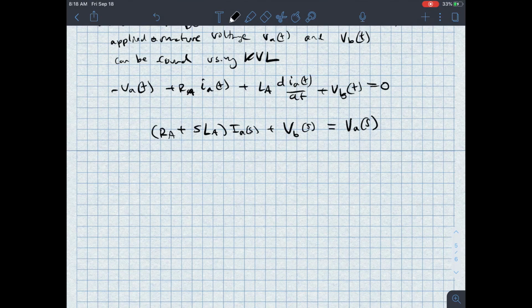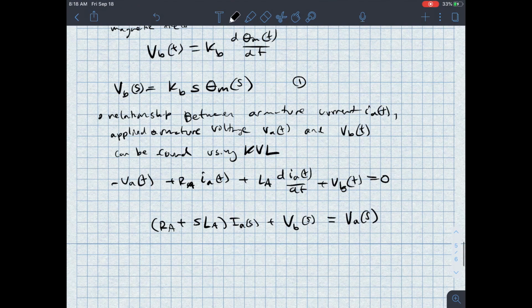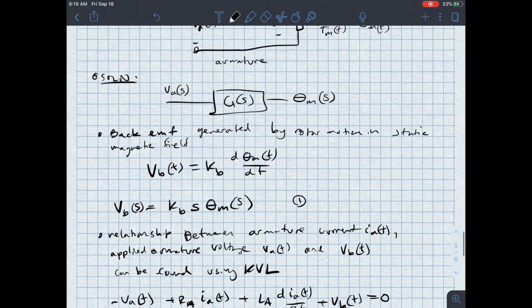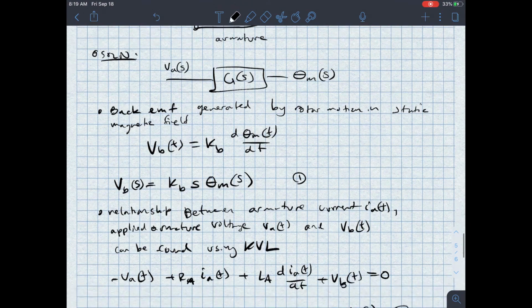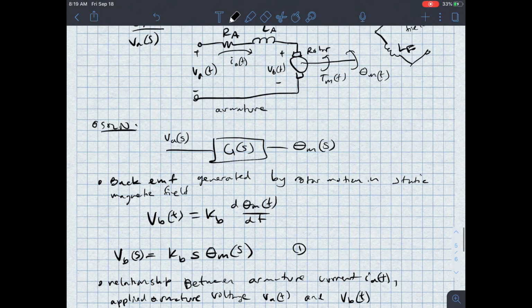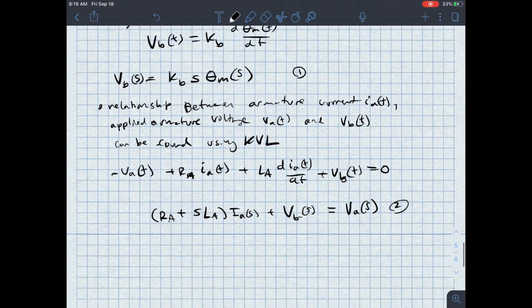What I have right now is an expression in terms of VA, VB, and IA. I know what VB is from equation number 1, but I want an expression which is not between VA, IA, and VB. I want an expression which is between VA and theta M. So I'm going to need more information.